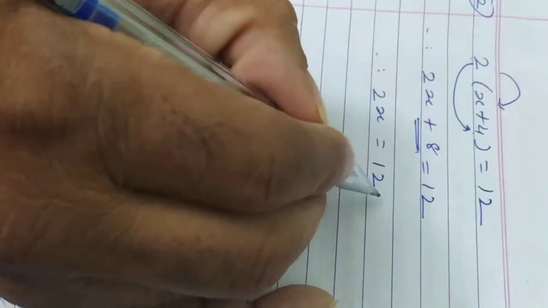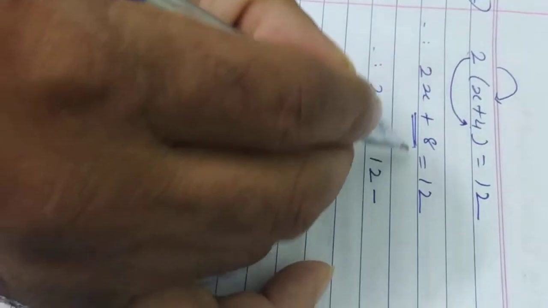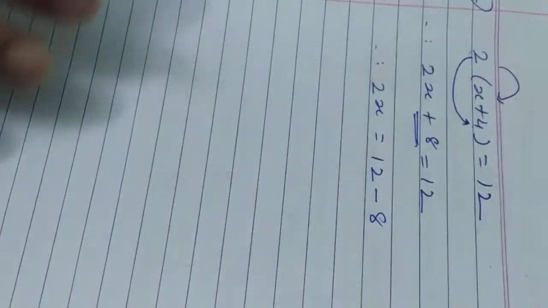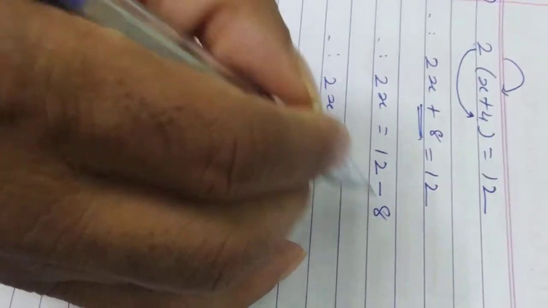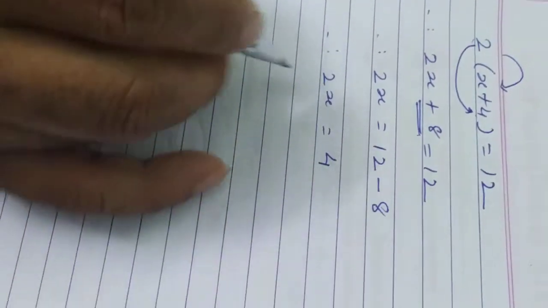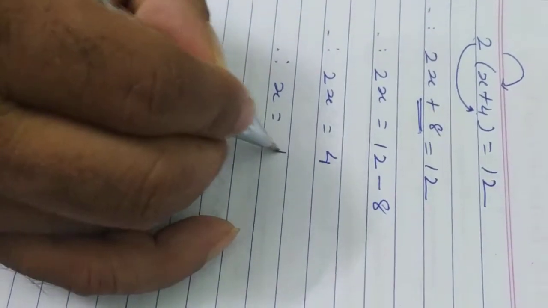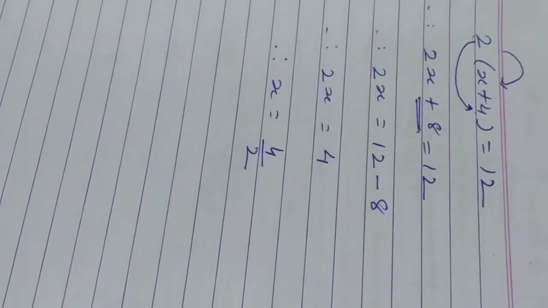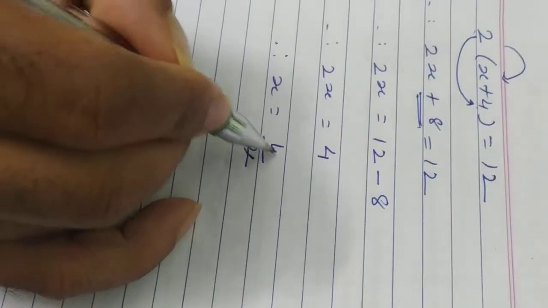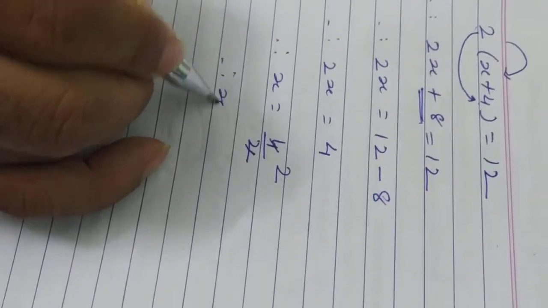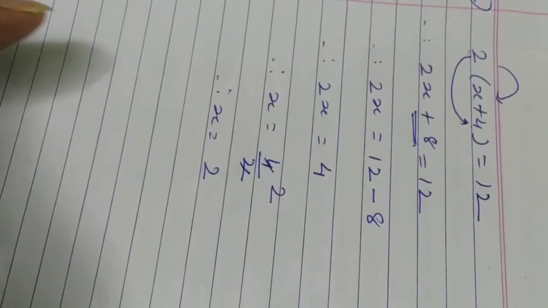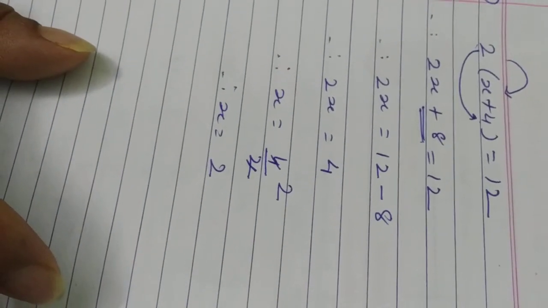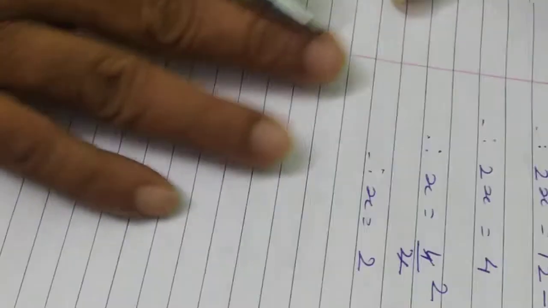Now plus 8 by using transposing becomes what? Minus 8. Therefore, 2x is equal to 12 minus 8, 4. Therefore, x is equal to 4 upon 2. Right? How many twos are 4? 2 twos are 4, therefore x is equal to 2. So, all of you understood how to solve it? Good. Now, let's see the next one.